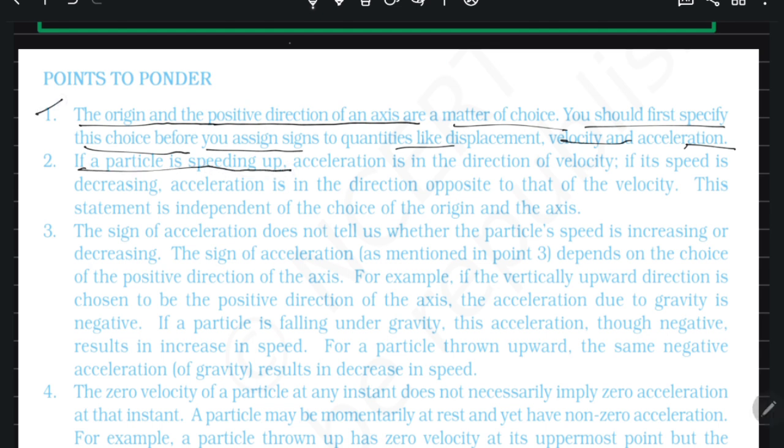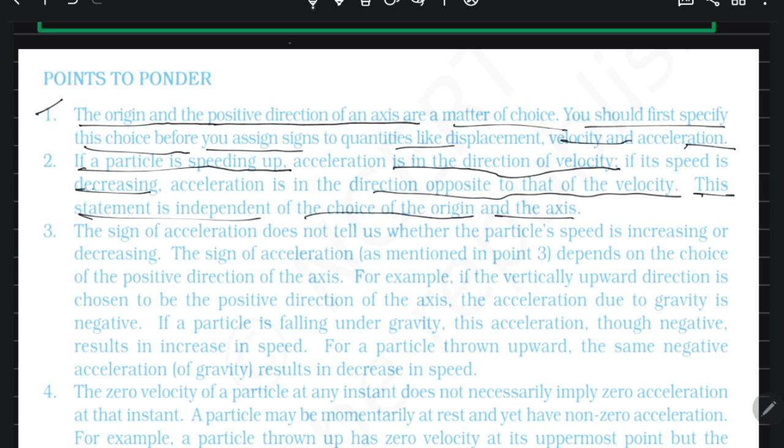Second point: if a particle is speeding up, acceleration is in the direction of velocity. Suppose one body is moving and its velocity is increasing, which means acceleration is in the direction of the velocity, right? If its speed is decreasing, acceleration is in the direction opposite to that of its velocity. This statement is independent of the choice of the origin and the axis. Whatever origin you take, it doesn't depend on it. It only tells that if your body's speed is increasing, the acceleration vector and velocity vector are in the same direction. If the speed is decreasing, the acceleration vector and velocity vector are in opposite directions, right?